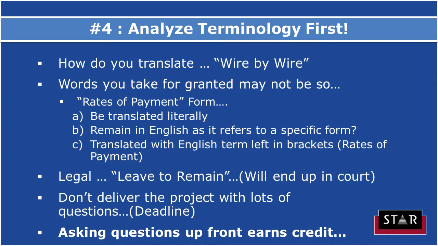Now, the other way you could do it is you could leave it in English, because it's an actual form. So let's say a French person walks into the Irish Social Welfare Department and they ask for the rates of payment form. That's what they're going to ask for. They're not going to ask for the French name of the form, because if they ask for the form in French, the person in the social welfare department won't know what they're talking about. So that leaves you with the third option, which is potentially that you translate the English term, and you either leave the English term in brackets or you leave the French term in brackets, right?